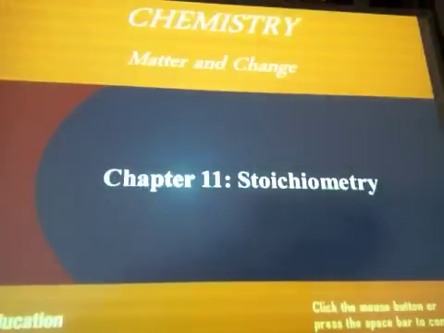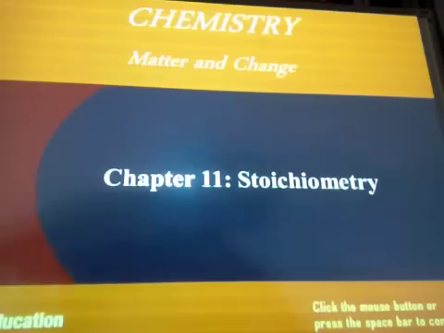Hi everyone! Today we're going to talk about limiting reactants as well as excess reactants. This is the last part of chapter 11, which is the stoichiometry chapter. I'm also going to give you like 2 slides about something called theoretical yield, percent yield, and actual yield. And it's really, really simple, so I just threw in a couple slides on that.